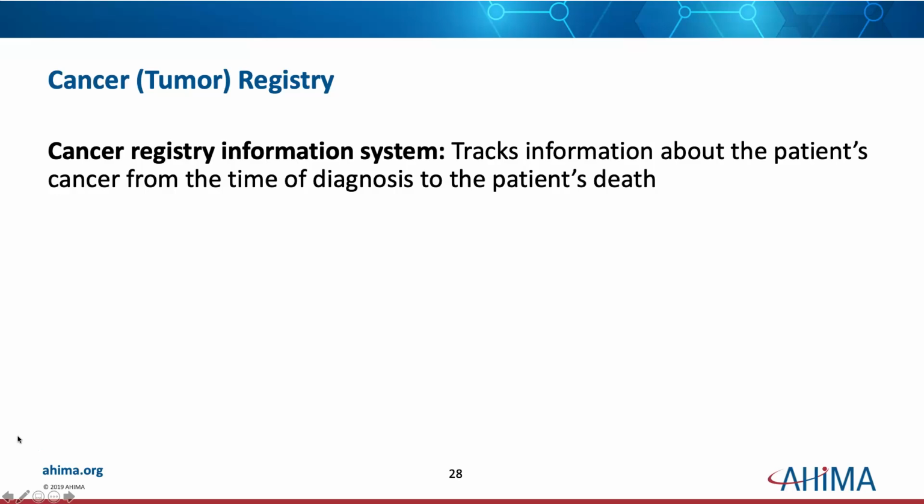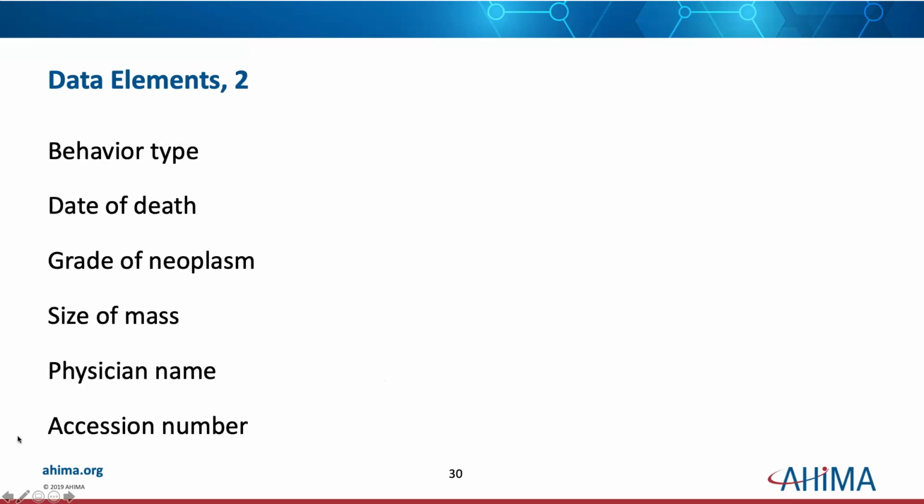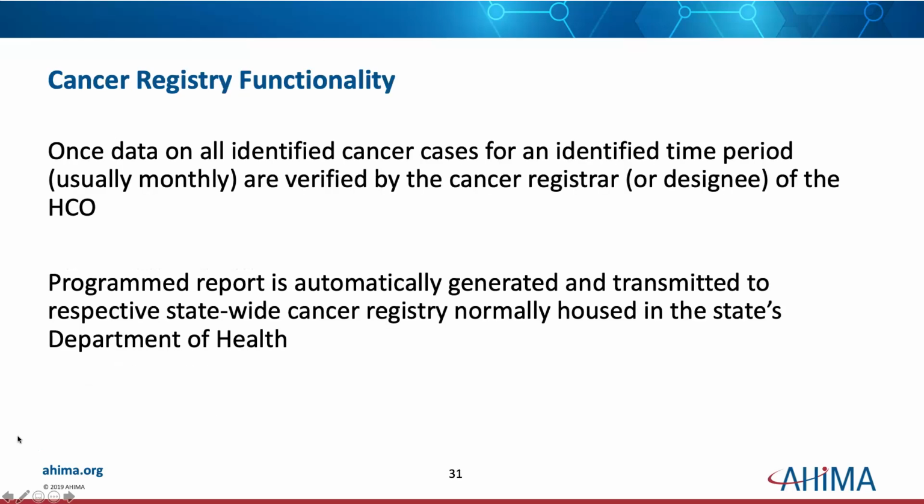Here, cancer registry information tracks everything about the patient's cancer from time of diagnosis to the time of their death. Site of cancer, type of cancer, treatment received, date of last contact, the TNM stage, tumor node metastasis stage. Were there any lymph nodes involved, and if so, how many? What's the behavior type of the cancer? What was the date of the patient's death, the grade of the neoplasm, size of the mass, physician name, accession number, all those types of things. And they're verified by the cancer registrar.